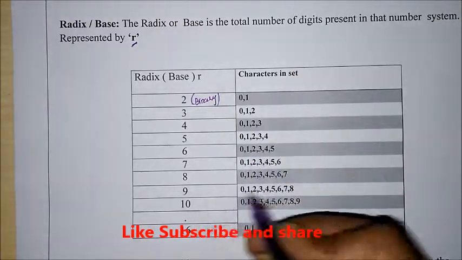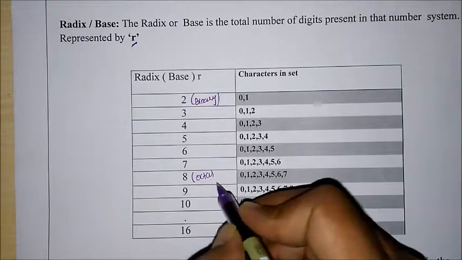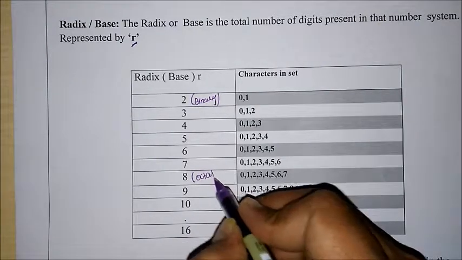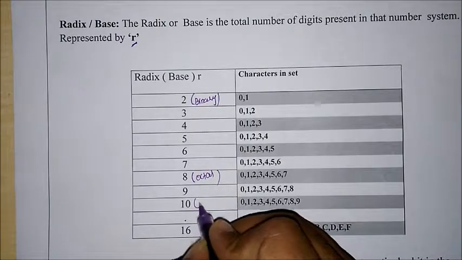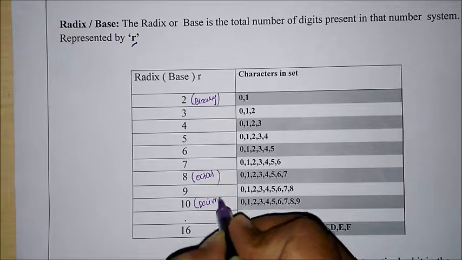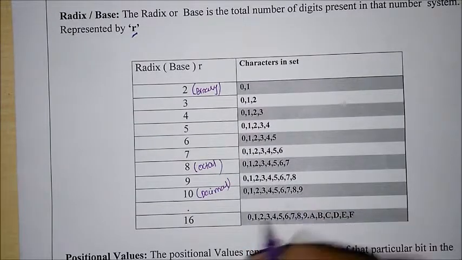And coming to base 8, what we have said is the octal number system. Base 8 is having a base of 8, so it is octal. And our decimal number system is having the numbers 0 to 9.